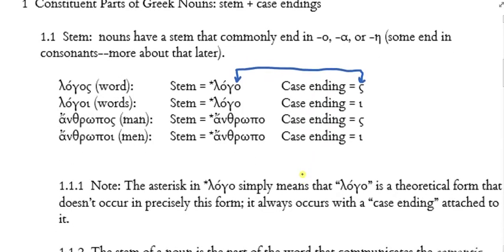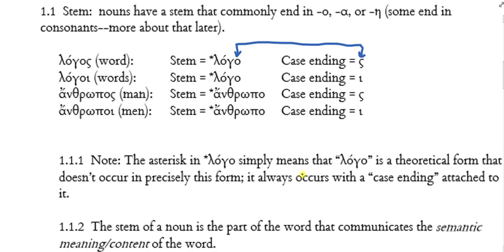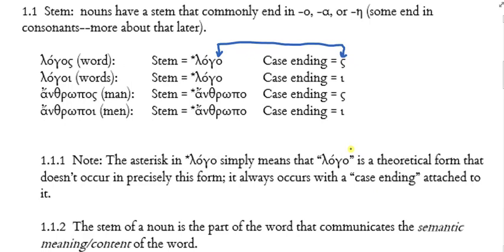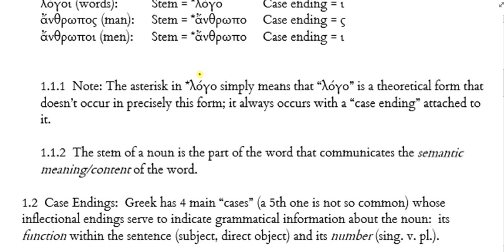We do have this asterisk here next to the stem. The asterisk is simply indicating that the stem logo is a theoretical form that doesn't occur precisely in this way in the language. There's always a case ending attached to it, so you won't see logo just hanging out all by itself anywhere. The stem of a noun is going to be the part of the word that constitutes the semantic meaning or content of the word. The case ending will give you grammatical information.